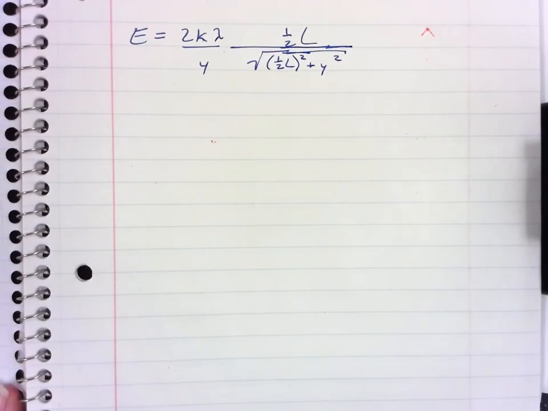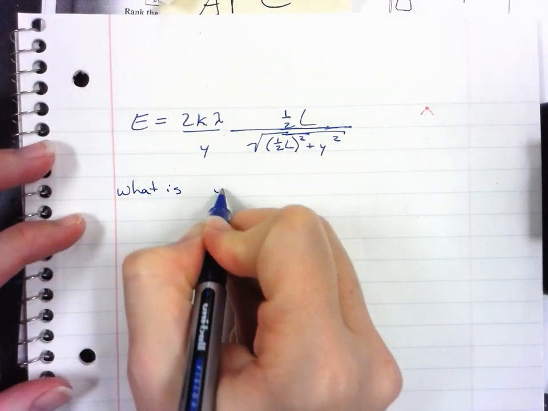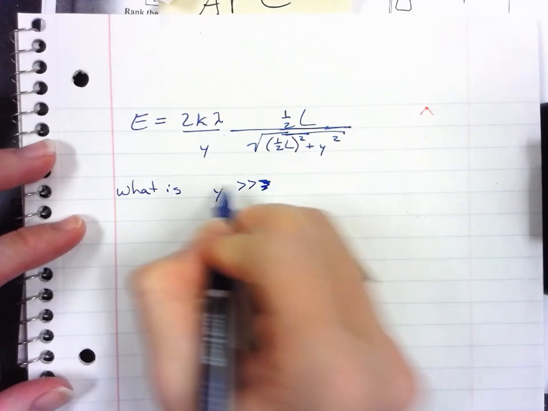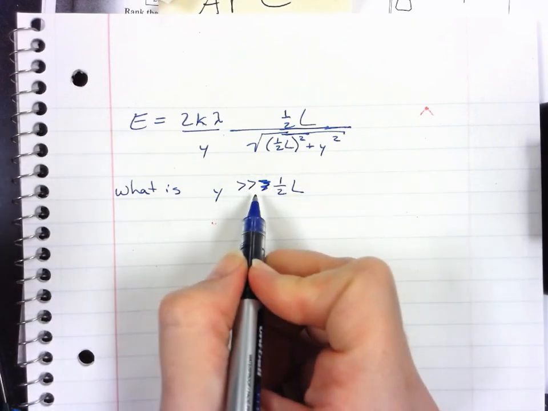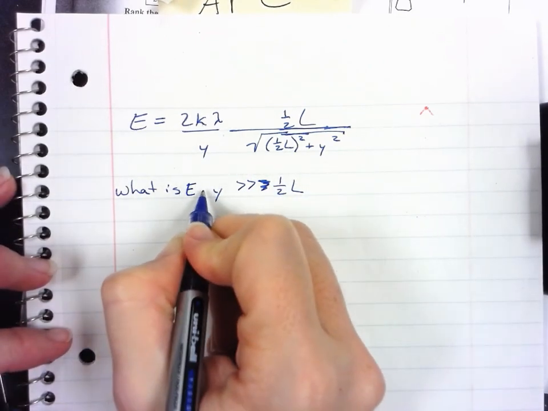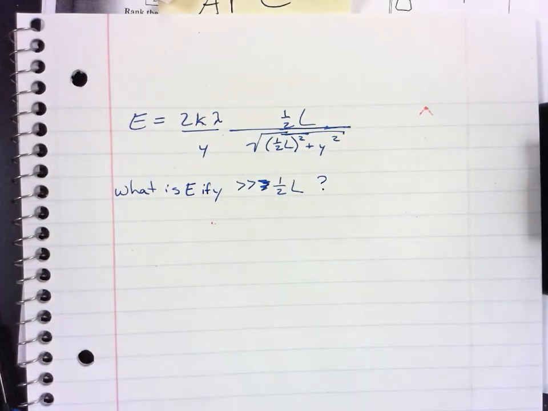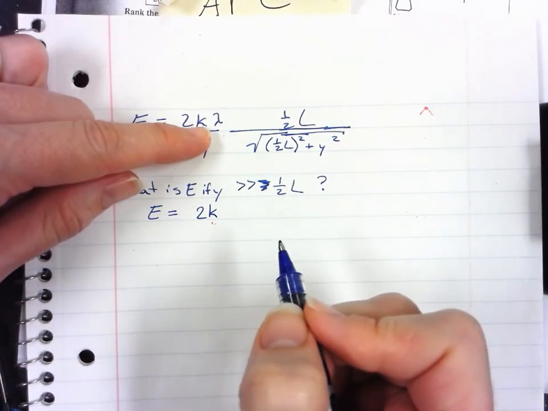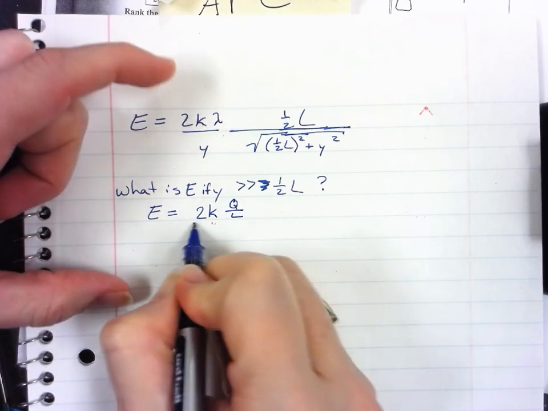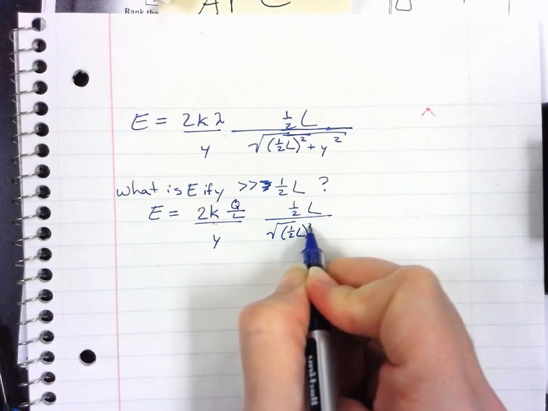And I want to look at two cases. First, what if y is a whole lot bigger than 1/2 of L? So much, much greater than. This is a mathematical term, so much greater than. So what is E if y is much, much greater than 1/2 L? So this is saying get really, really far away from the bar. So to see that, we are going to first substitute back in. Remember that lambda is Q over L. So I'm going to put Q over L, y, 1/2 L square root 1/2 L squared plus y squared.